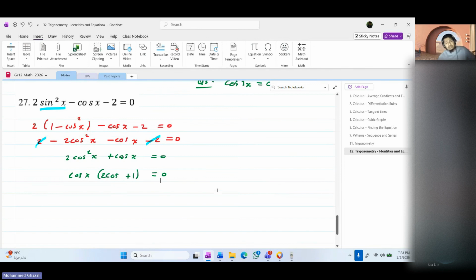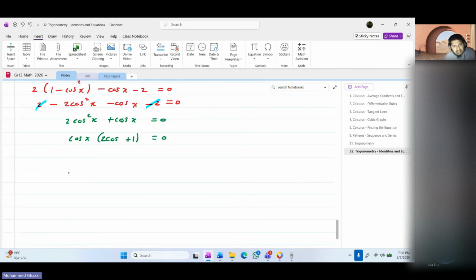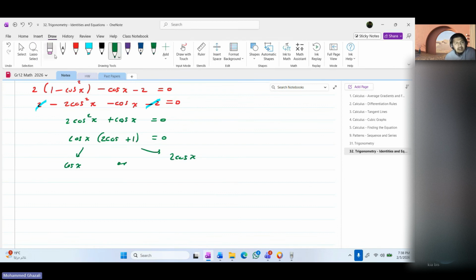Now, let's continue. So either cos x is equal to 0, or 2 cos x plus 1 is equal to 0, so cos x is equal to negative half. I'm solving for cos x. Let's solve this part first. When is cos negative? The reference angle is 60 degrees. It's a special angle. And cos is negative in the second and third quadrants.